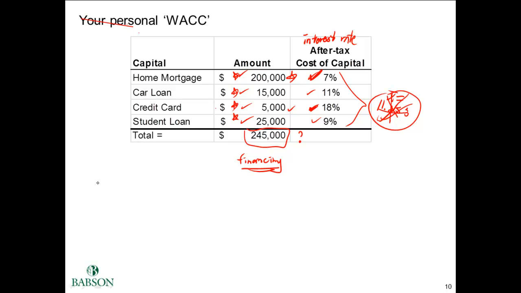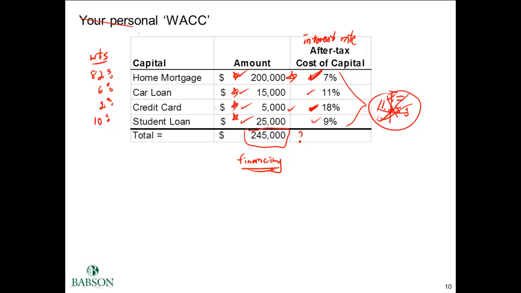So we have to estimate the weights for each of the loans. The home mortgage is going to be the biggest. So 200,000 divided by 245, about 82% of your debt is constituted by the home mortgage. The car loan is only about 6%. Credit card is 2%. And then the student loan represents the remainder, which is about 10%.